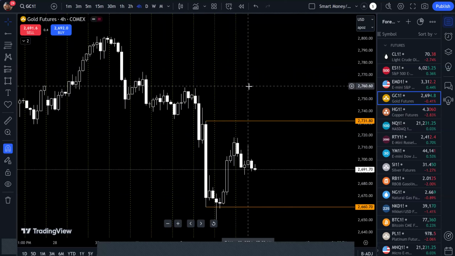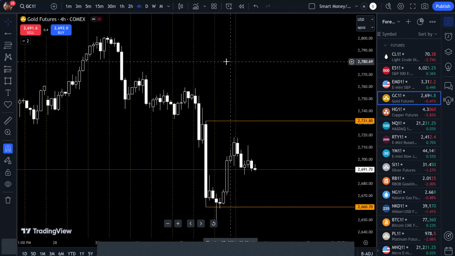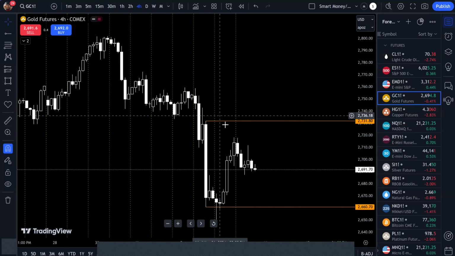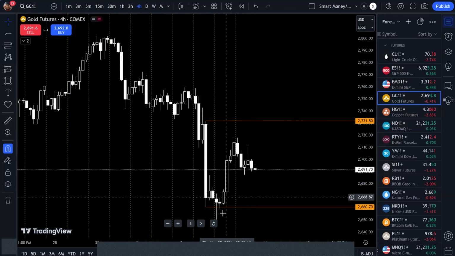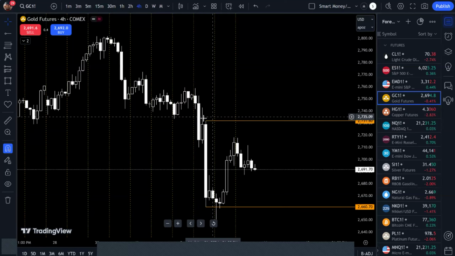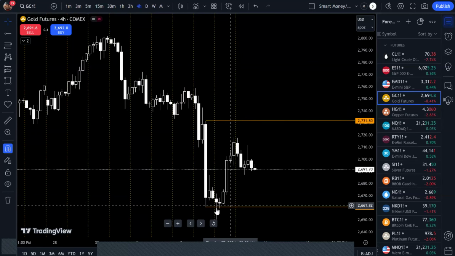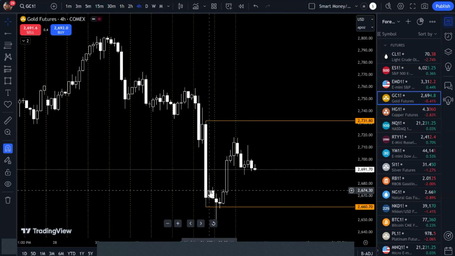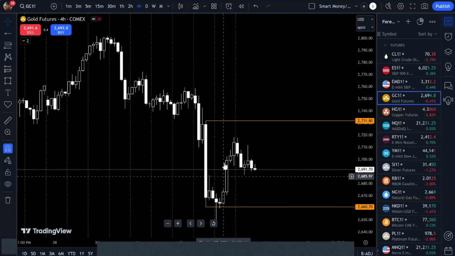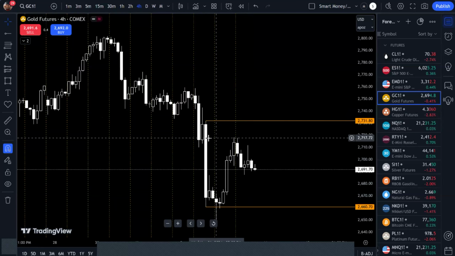Looking at this gold trade, this was the 4 hour. As you can see, like I said, this was counter trend. So we marked the bottom and we marked the top. This is where we got our sweep, okay? So we had accumulation, manipulation, and distribution all the way up to this order block.